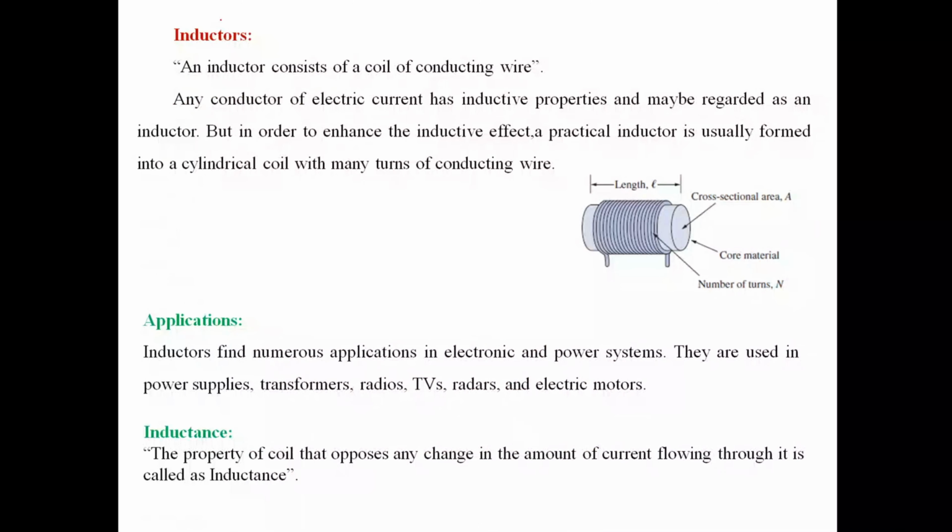Now let us look at this. Next one is the inductor. An inductor consists of a coil of conducting wire like this. So an inductor is a coil. It is a conducting wire having a coil length L and a cross-sectional area like this, and a core, and it is wound on a core material with N number of turns. Any conductor of electric current has inductive property and may be regarded as an inductor. So every conductor will have an inductive property when that conductor is wound like this, on a material or on an air core also.